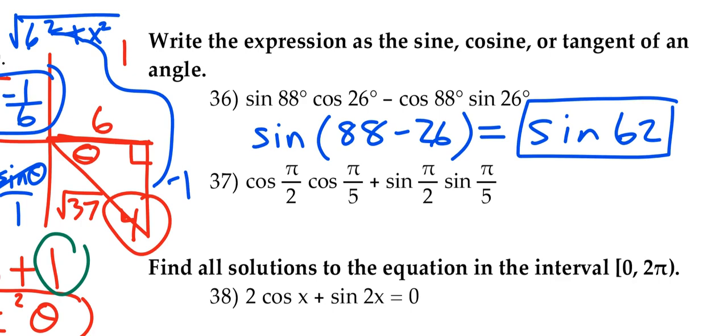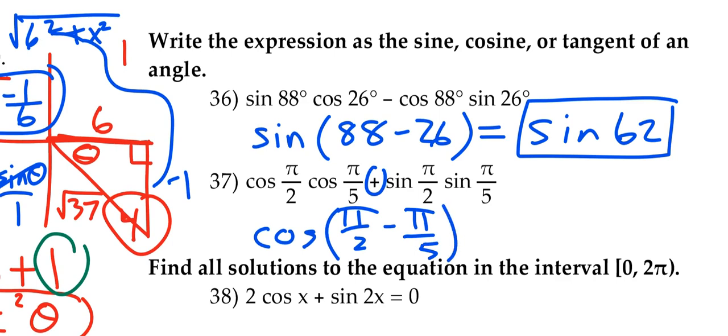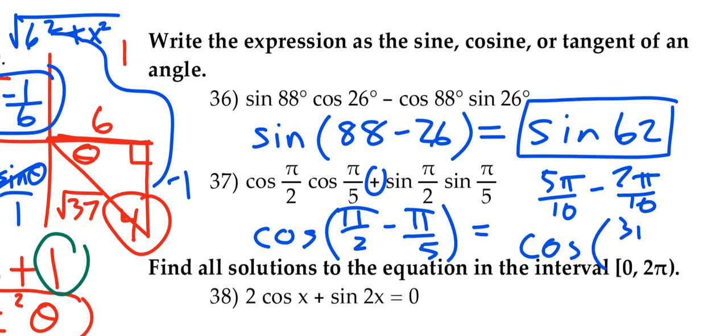How about the next one? Cosine, cosine, sine, sine. So that's a cosine. All right? And then it changes signs, right? So we want pi over 2 minus pi over 5. Negative pi over 3. Let's think through that for a second. Let's get common denominators. So that'd be 5 pi over 10 minus 2 pi over 10. So that'd be cosine of 3 pi over 10.